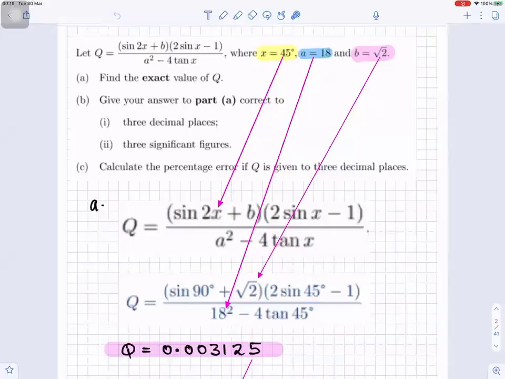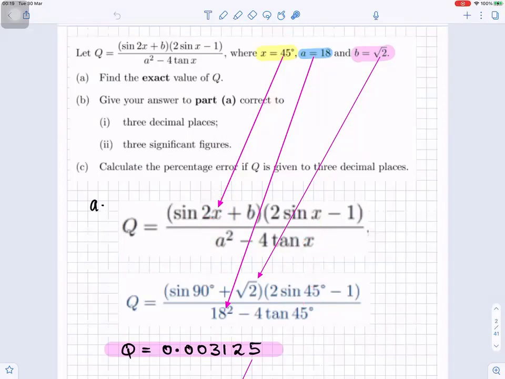Welcome back. So that's the expression for Q. We need to sub in the values. We are told that x is 45. So wherever we see x, we replace it with 45. We've got an x there, an x there, and an x there. So this 2x we replace with 2 times 45, which will give you 90. And then this will just be 45, and this will just be 45.